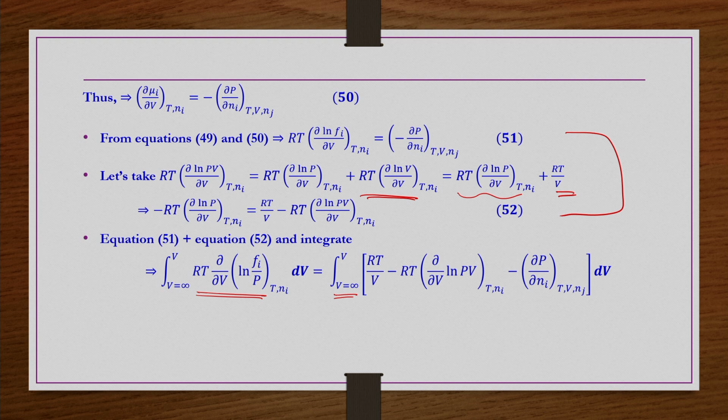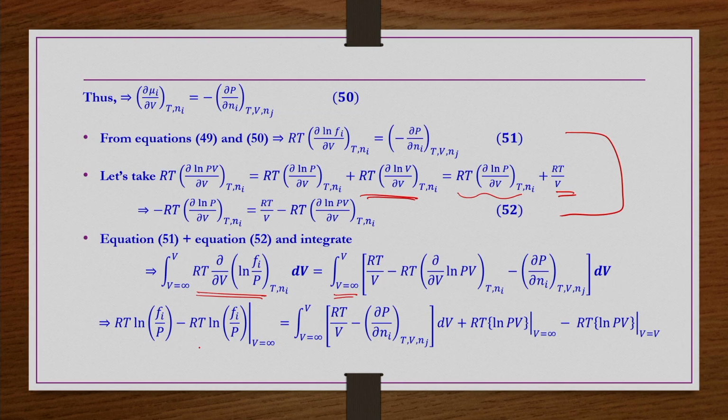In the previous case, where we wrote the volume-explicit form derivations, we took P equal to 0 as a kind of lower limit. Why? Because there also, when P tends to 0, the system reduces to ideal gas behavior, right. So, that is the reason here we have taken the limits V infinity to V, not from 0 to V.